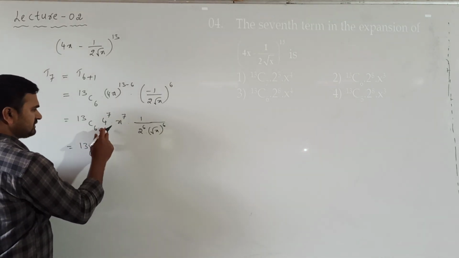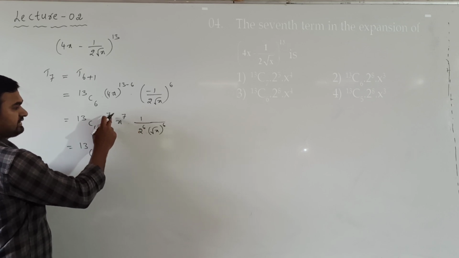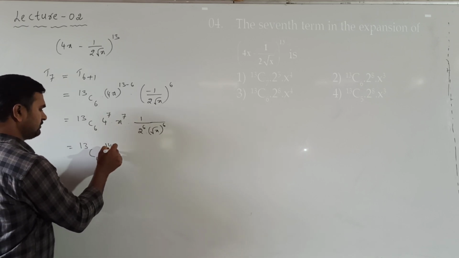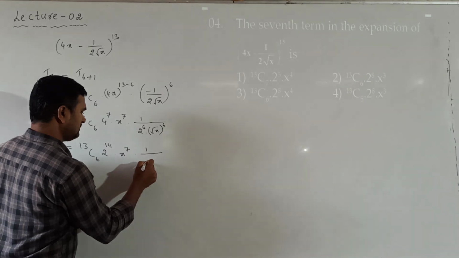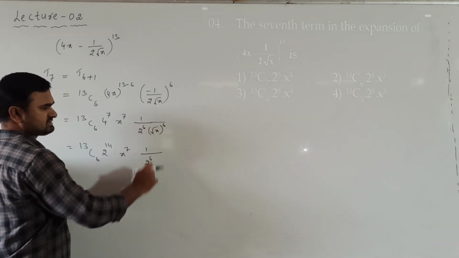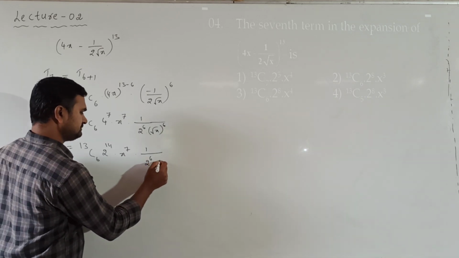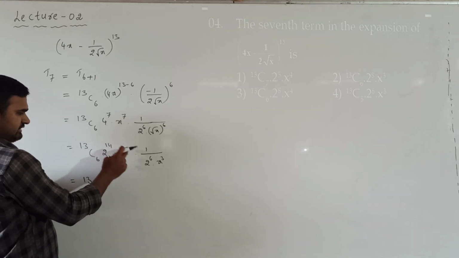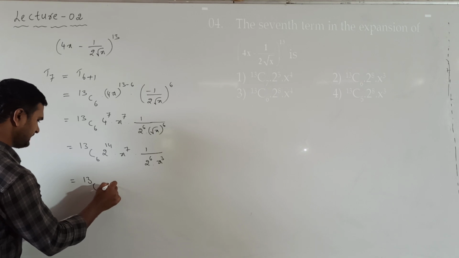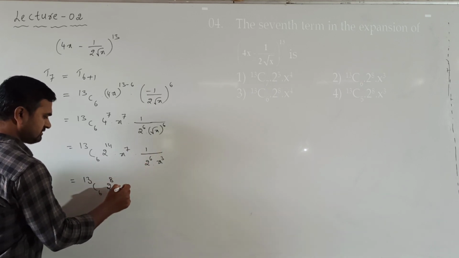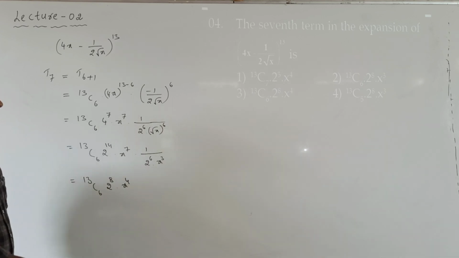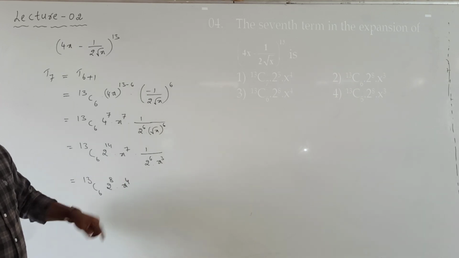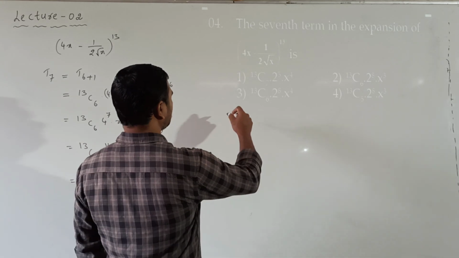4 power 7 divided by 2 power 6. Now 4 power 7 can be written as (2 square) whole power 7, which is 2 power 14, x to the power of 7, divided by 2 power 6, root x power 6, which is x cubed. So 13c6, 2 power 14 divided by 2 power 6 is 2 power 8, and x power 7 by x power 3 is x to the power of 4. So 13c6 2 power 8 into x to the power of 4. The required answer will be the third option.